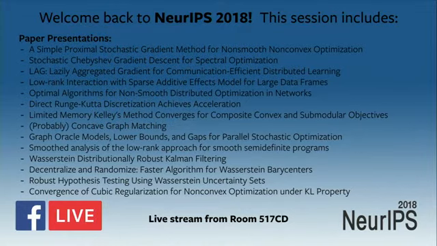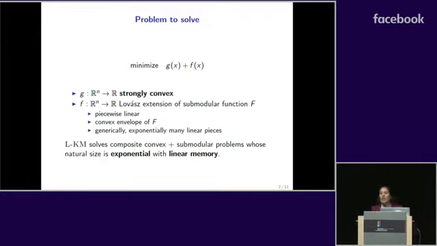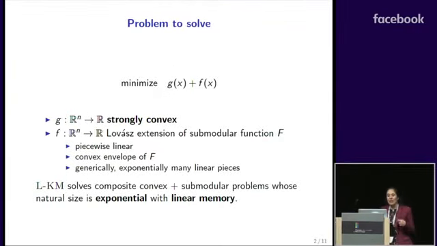Hi, I'm Madeline Udell from Cornell. This is joint work with Swati Gupta and my student Songjo, who couldn't be here today, also due to visa issues. So I'm here to tell you about how to minimize, once again, a composite function. It's the sum of a strongly convex function g and the Lovász extension of a submodular function f.